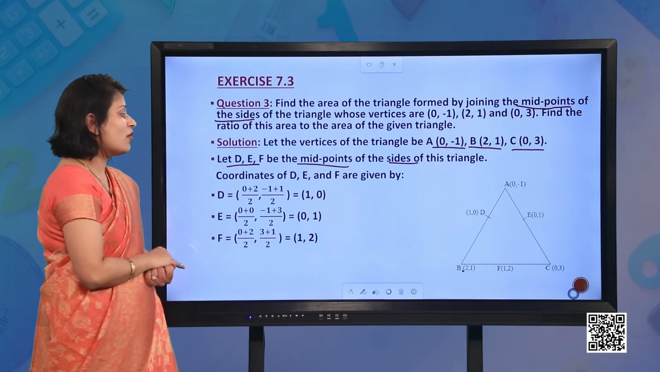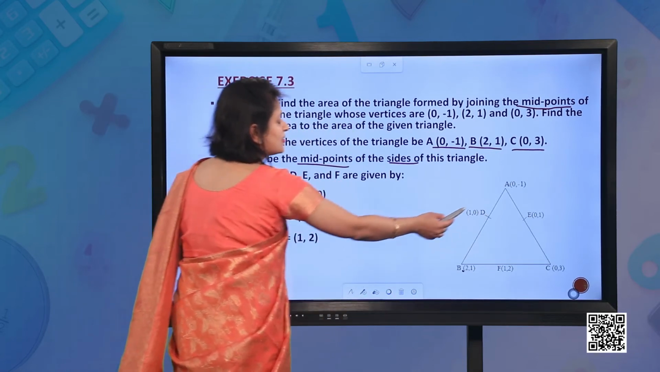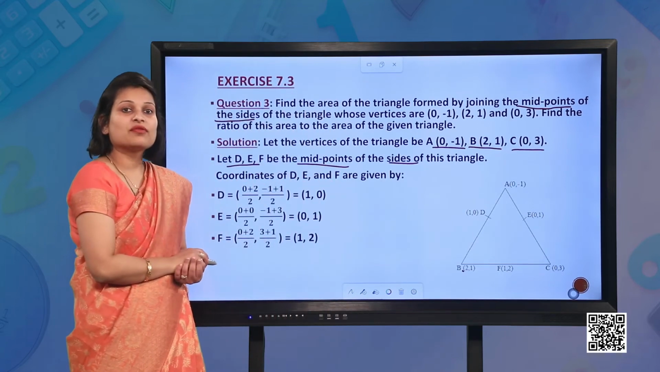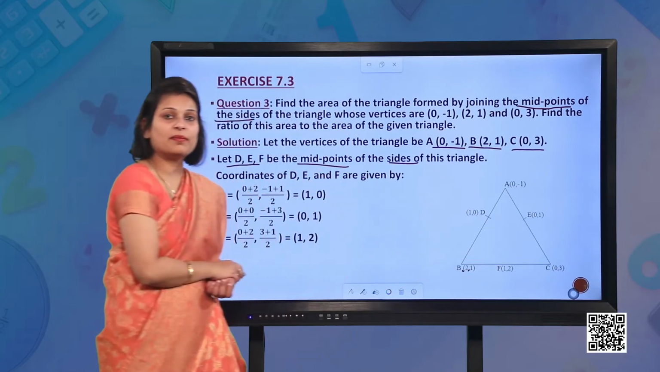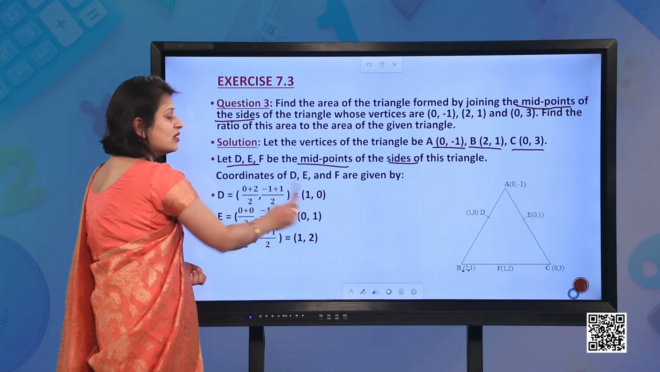So, coordinate of point D. How will you calculate this midpoint? This is (0 + 2)/2, you will get 1. (-1 + 1)/2, you will get 0. So, D will be (1, 0).